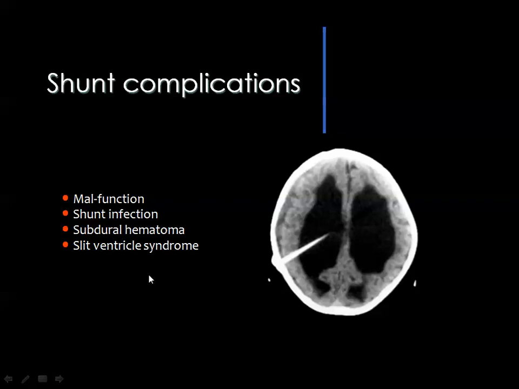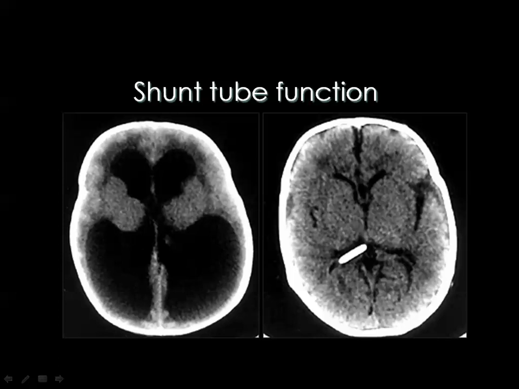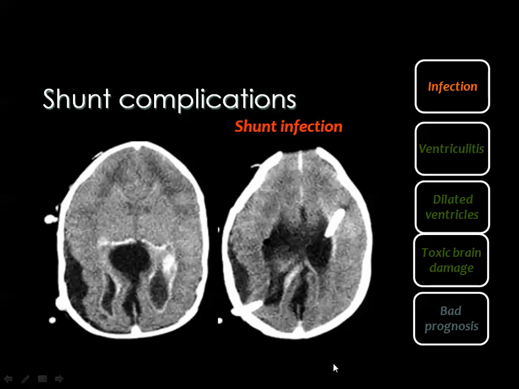And finally, we would talk about the slit ventricle syndrome. In order to know that the shunt tube is functioning well, you should have the pre-shunt and the post-shunt exams. And this is the pre-shunt CT, and after shunting, you see that the ventricles are maintaining or have regained the normal size and configuration.